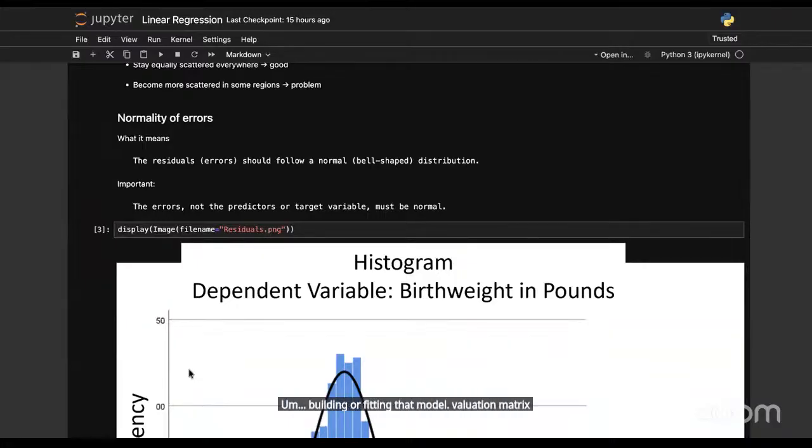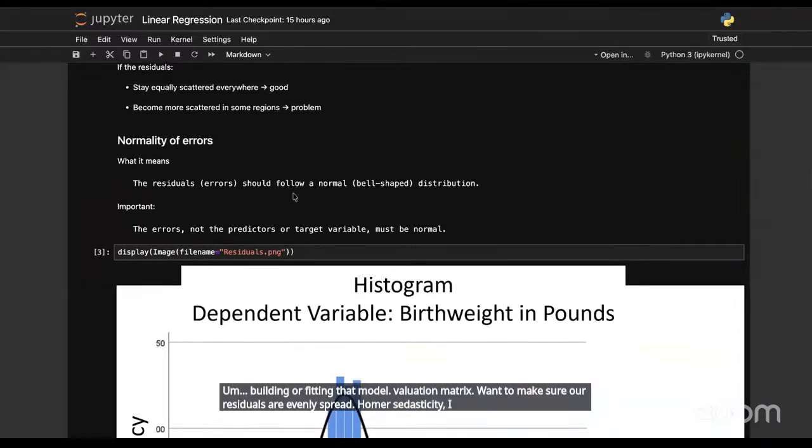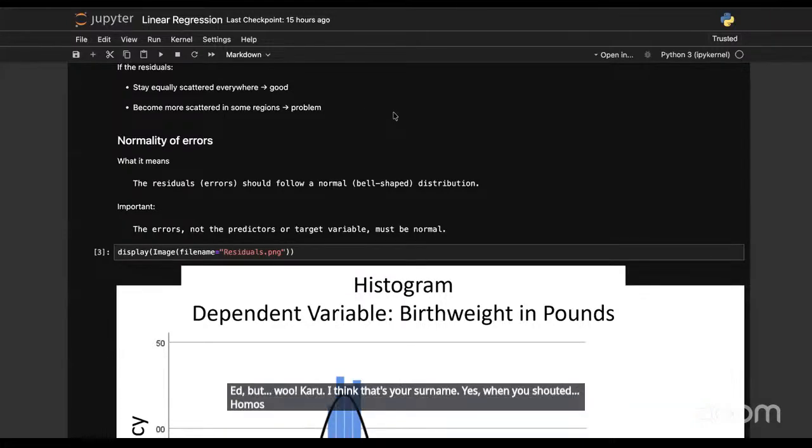Want to make sure our residuals are evenly spread. Homoscedasticity. I feel like I don't know how to pronounce your name. Adbert. Karu. I think that's your surname. Yes, when you shouted homoscedasticity. Right, that is correct. Those are some of the main things that you want to make sure you have covered.